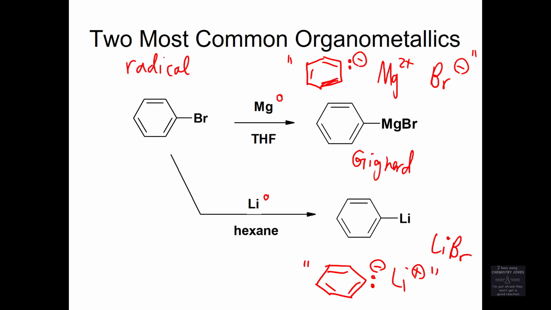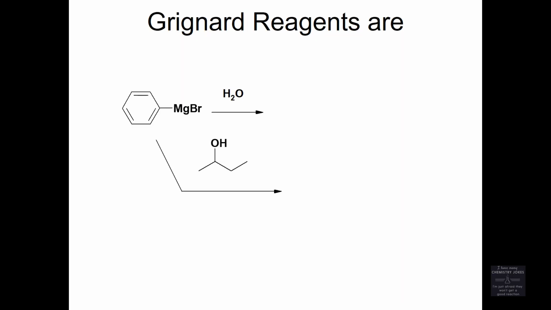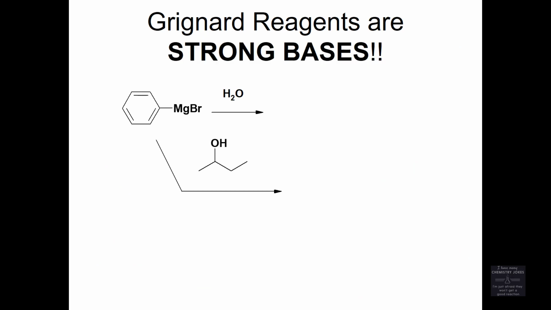What do you know about carbon with a minus? Carbon with a minus is a super strong base. Really, really strong base. Grignard reagents are really, really strong bases.